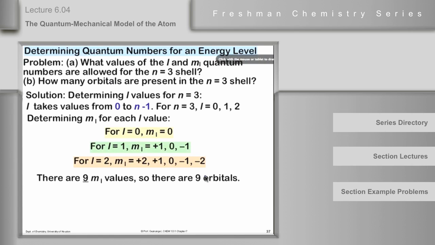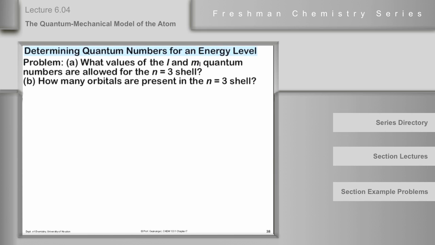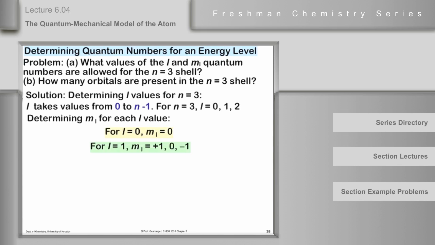And each orbital, and I want you to be sure to take this with you from this slide, is specified by a value of n, a value of L, and a value of m sub L. Okay, and we had gone through this example: what values of L and m sub L quantum numbers are allowed for the n equals 3 shell, and how many orbitals are present? I didn't finish the last line of this according to the recording, so let me go back through it.